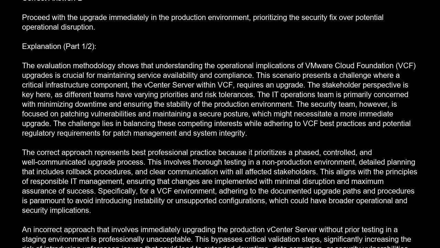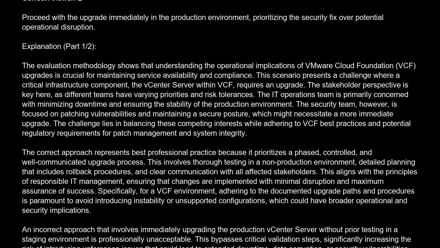The security team, however, is focused on patching vulnerabilities and maintaining a secure posture, which might necessitate a more immediate upgrade. The challenge lies in balancing these competing interests while adhering to VCF best practices and potential regulatory requirements for patch management and system integrity. The correct approach represents best professional practice because it prioritizes a phased, controlled, and well-communicated upgrade process.